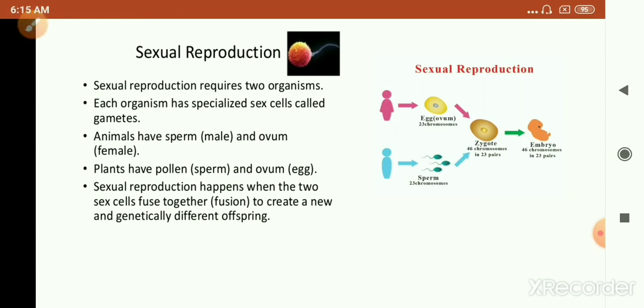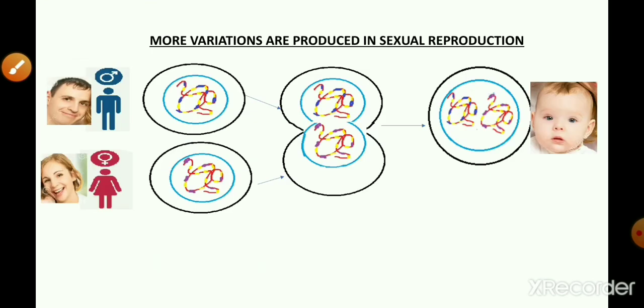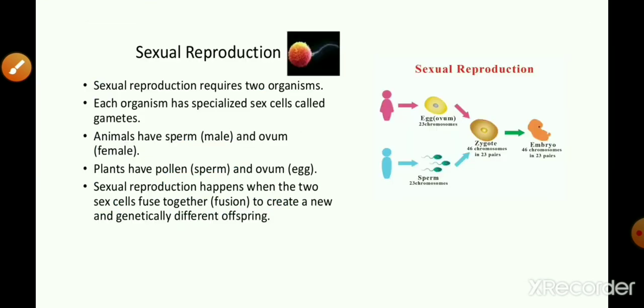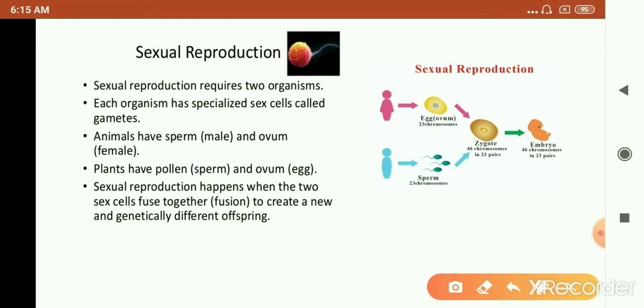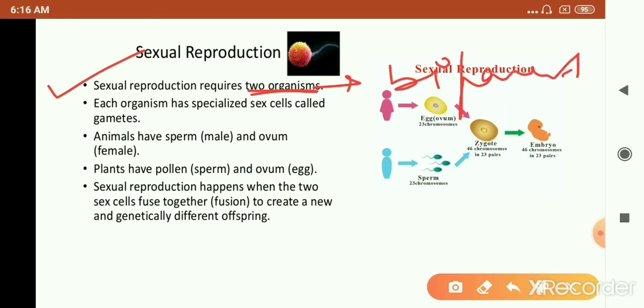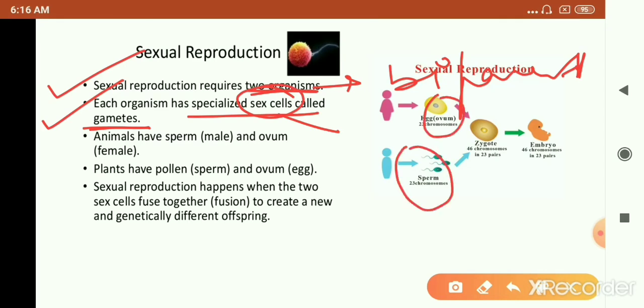Now coming to the features of sexual reproduction. Let's sum up the important features. Sexual reproduction requires two parents or two individuals, so we say it is biparental. Each individual will produce gametes. The process involves gametes, so the role of the individual is to produce gametes. And what are gametes? Gametes are the sex cells which take part in the process of reproduction, right?